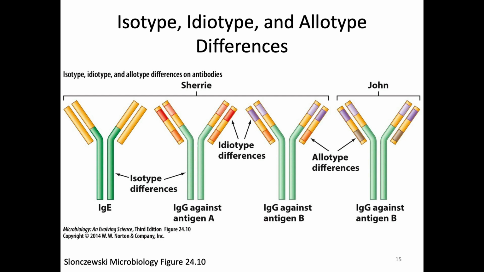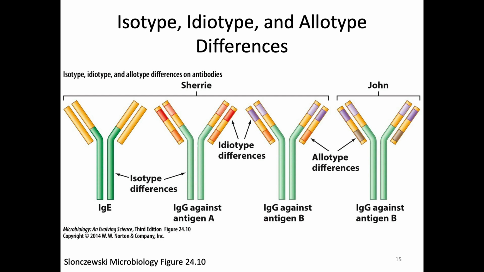Allo is something we use often in immunology for differences between two members of the same species. Yeah. When vaccinations are made, let's say John, for instance, has the IgG that works well against antigen B, and the vaccine has what Sherry has that works with antigen A. Do those two antibodies combine, or do they just work together?